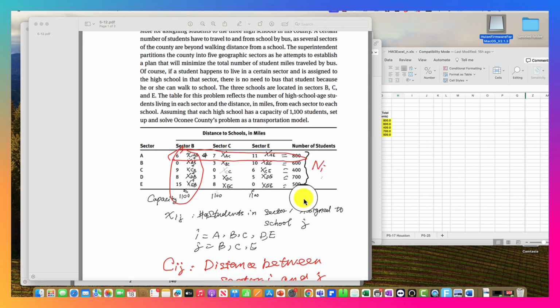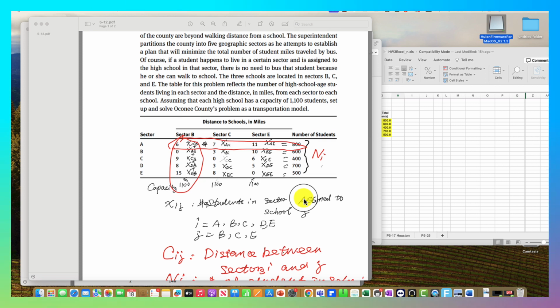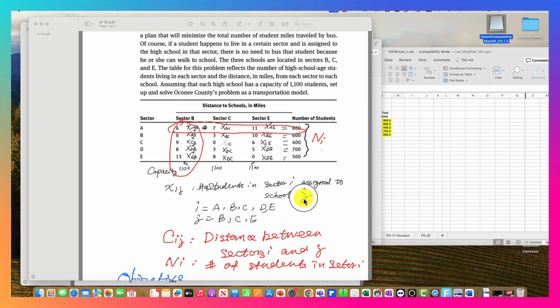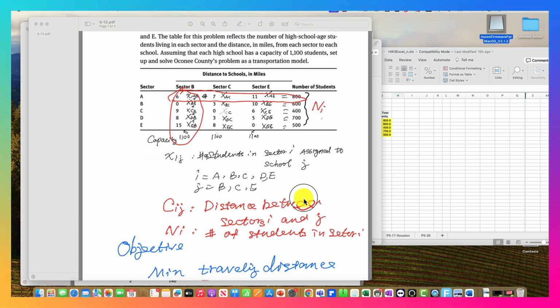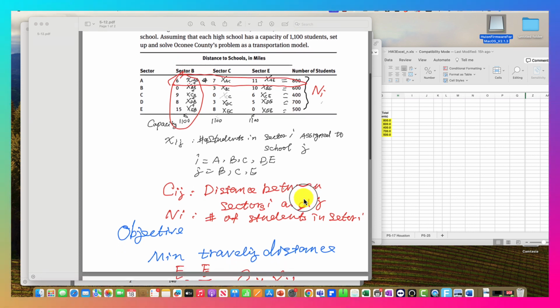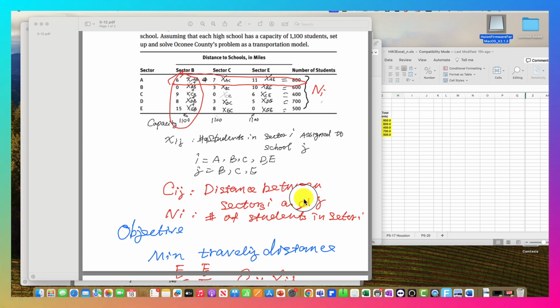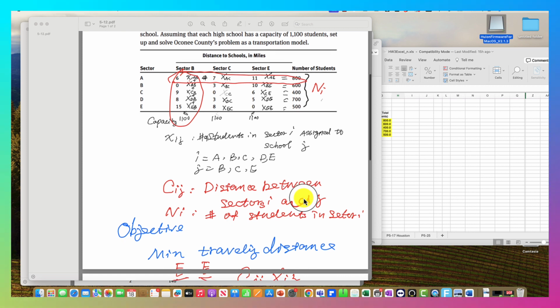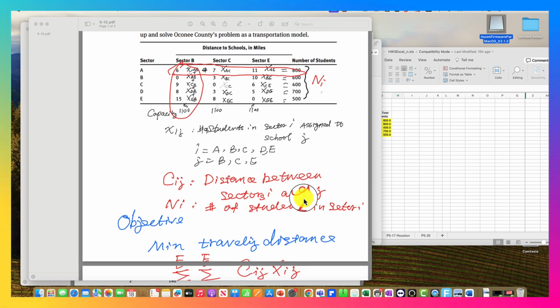First, we need to define decision variables. Xij represents the number of students in sector I assigned to school in sector J. This is a shorthand. Alternatively, you can write all possible decision variables. I represents A, B, C, D, and E; J represents B, C, E. Again, to shorten the notation, Cij represents the distance between sector I and sector J, and Si represents the number of students in sector I.